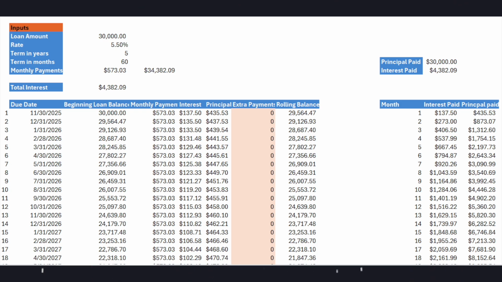And this isn't just for car loans. You can use this for a mortgage, credit card, or any sort of loan that you might have.